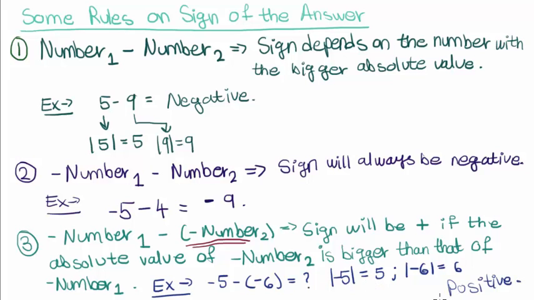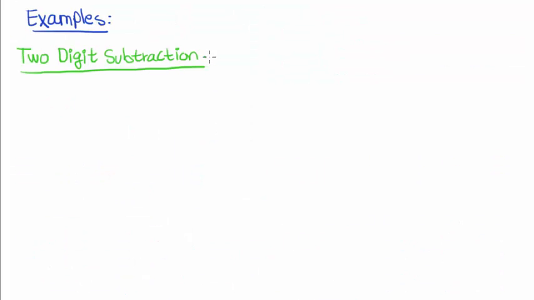Now we have done enough examples when it comes to single-digit subtraction with integers. Now let's do a couple examples with two-digit subtraction, then we'll move on to three-digit subtraction, and we'll end this video on a high note when we do a four-digit subtraction example. So let's begin by doing two-digit subtraction.